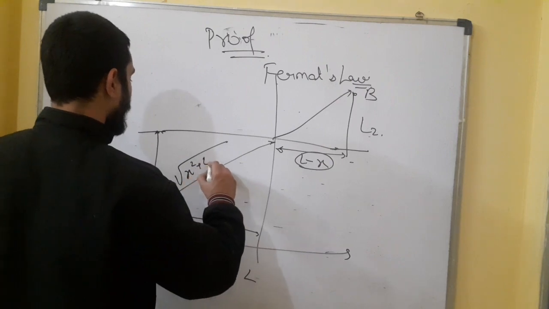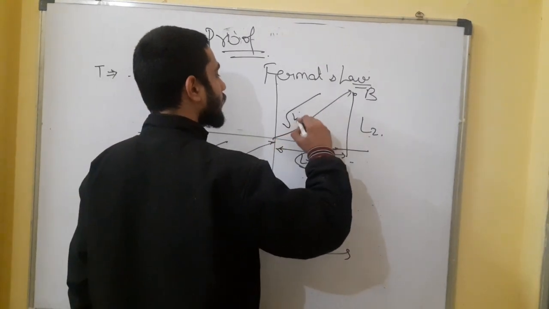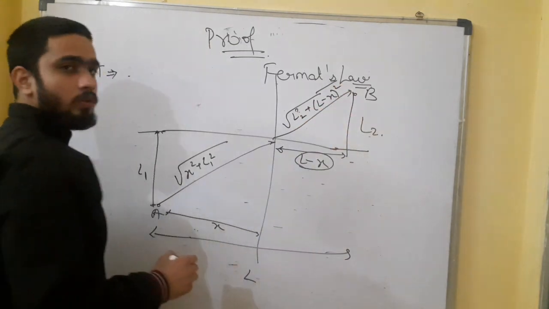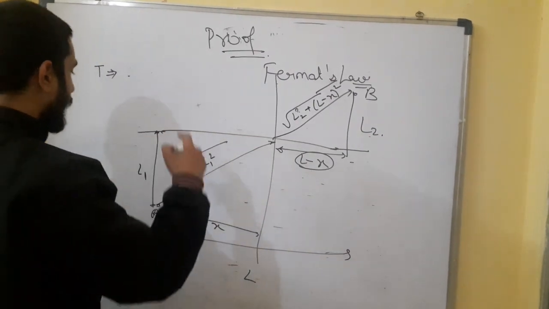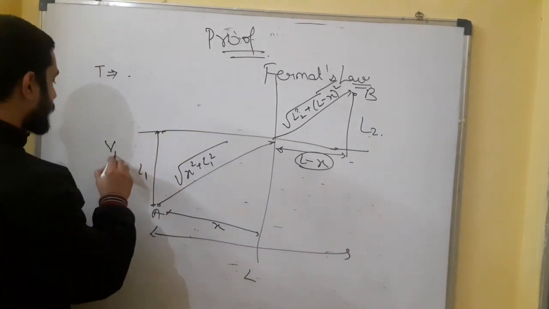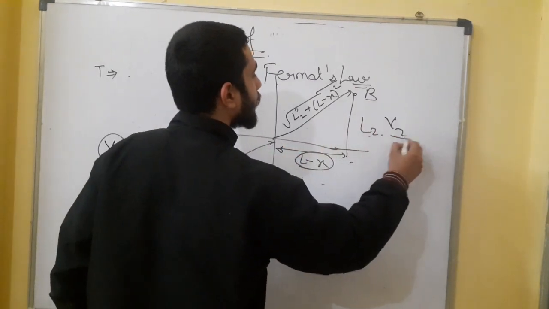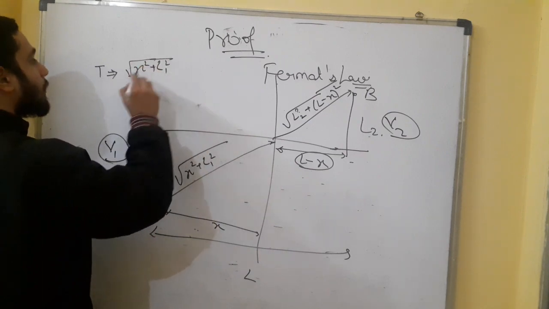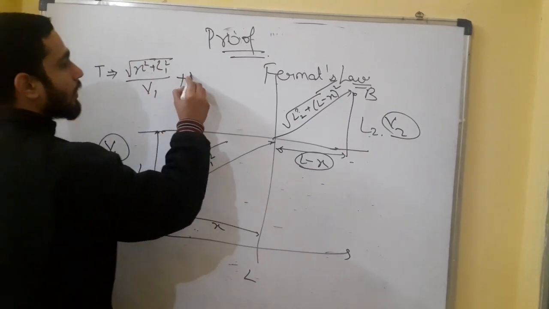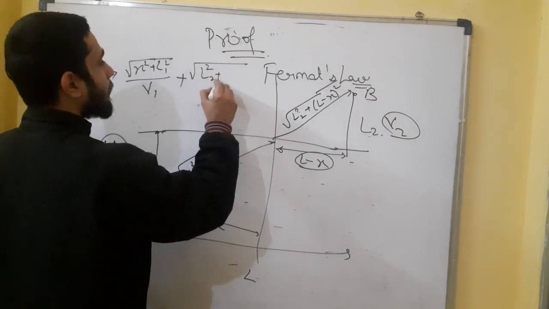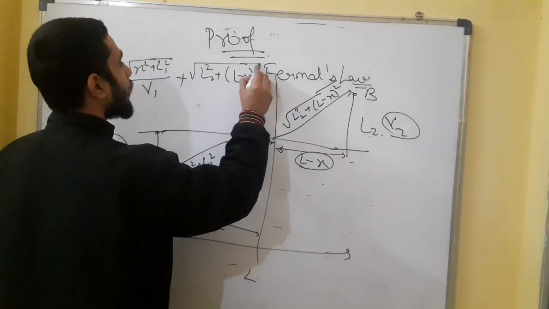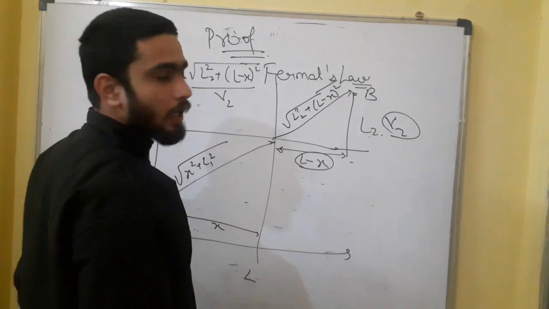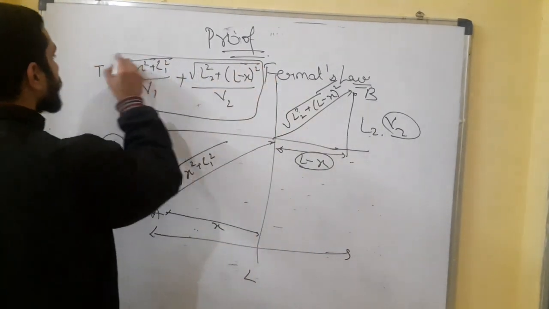So what is this distance? Square root of X square plus L1 square. And this distance is square root of L2 square plus (L minus X) whole square. So what is the time? Suppose that it has a speed v1 here and a speed v2 here. So the time is root of x square plus L1 square upon v1, plus root of L2 square plus (L minus x) whole square upon v2. Okay, so this is the time and we have to minimize this.